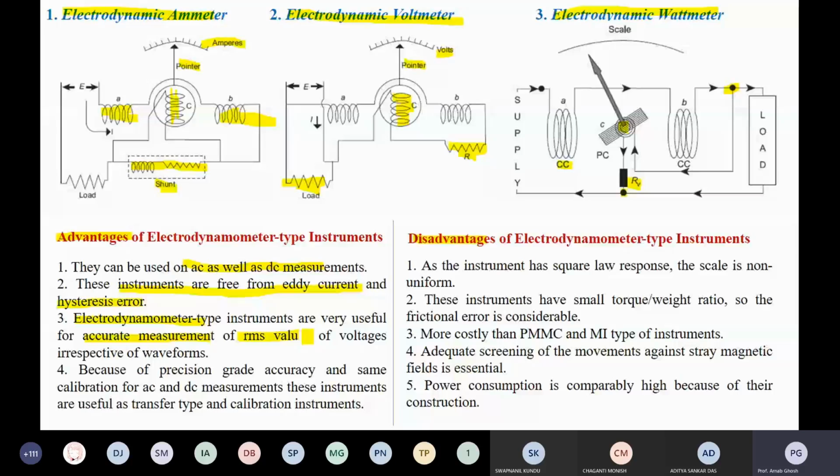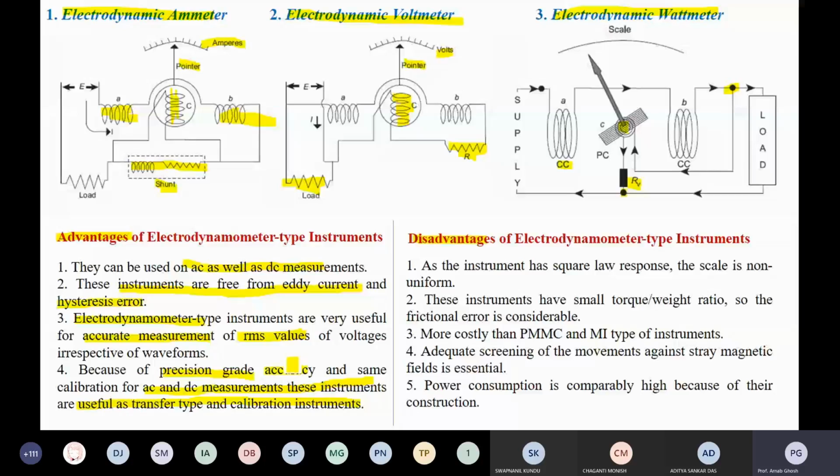Normally we calibrate our electrodynamic instruments in DC first. Then we directly use such instruments for AC measurement. So calibration is done only for DC testing, and we are able to measure the AC quantity with a similar type of instrument.